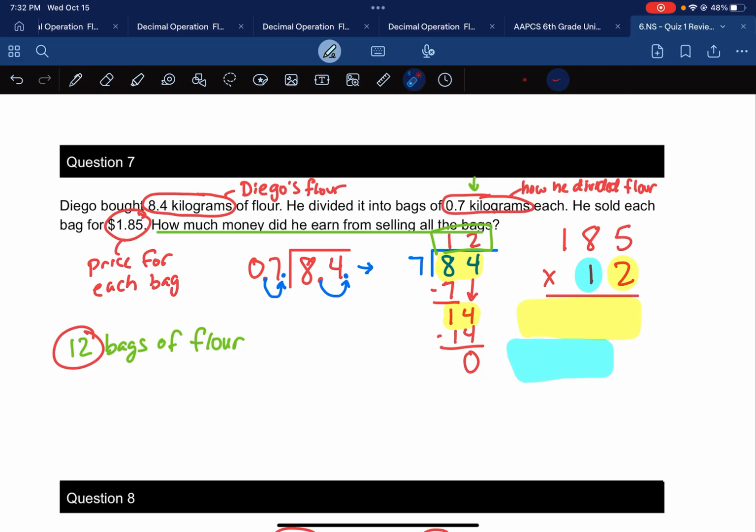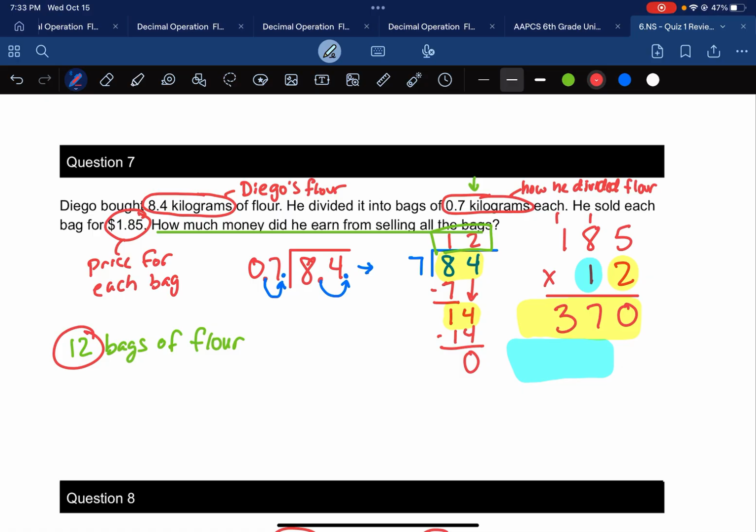We've got 2 times 5 is 10. So I'll bring down the 0 and carry the 1. Now we've got 2 times 8, which is 16, plus the 1 is 17. So I'll bring down the 7 and then carry the 1. And finally, we've got 2 times 1, which is 2, plus the 1, which is 3. So I'll put that 3 here.